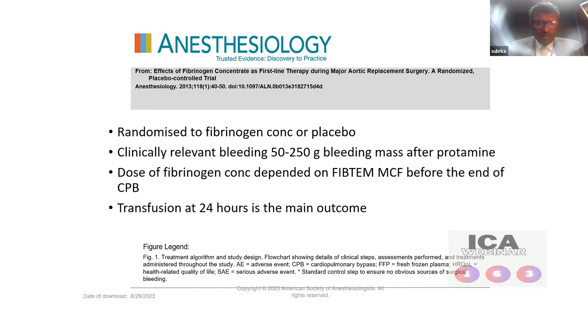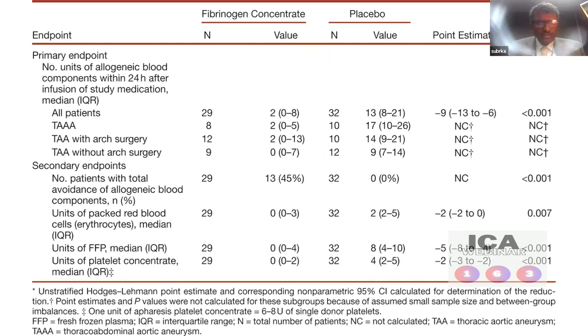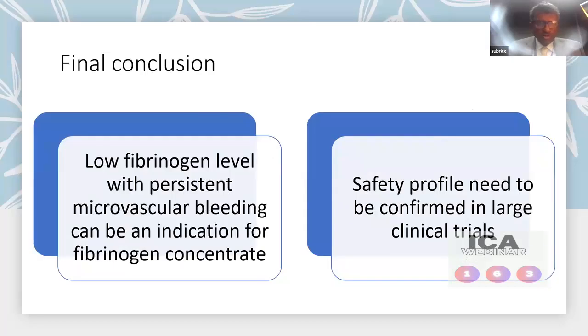After bypass, if the FibTem MCF is more than 22, they gave either placebo or fibrinogen concentrate. And they have shown the transfusion for 24 hours after infusion of study medication was significantly reduced with the use of fibrinogen concentrate. So how to conclude this?